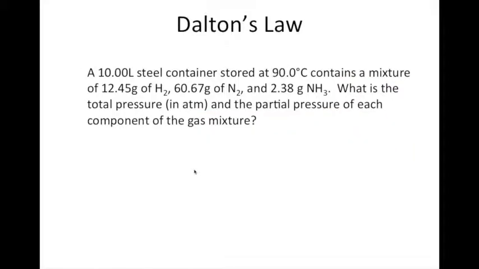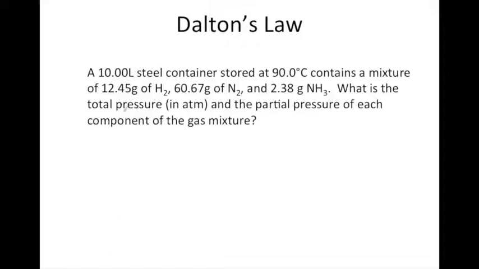So that was a fairly simple problem. Take a look at this one. This one's a little more challenging, but read through the question, pause the video, and give it your best try. Okay, so here we have a 10-liter steel container at 90 degrees Celsius that contains a mixture of gases. We're given the mass of each gas: hydrogen, nitrogen, and ammonia. What is the total pressure and the partial pressures of each gas?